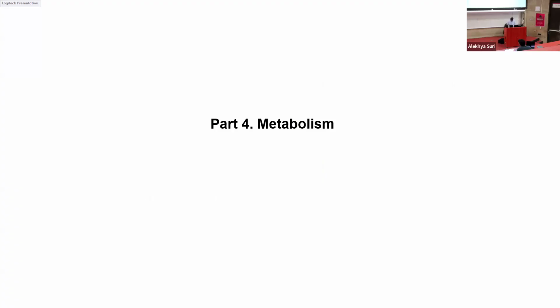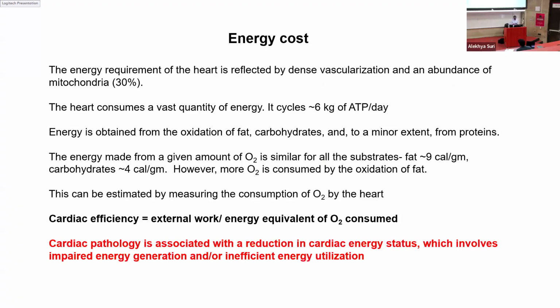Okay, so the next important topic is metabolism. So why is cardiac metabolism important? Because the cardiac muscle requires a large amount of energy for its repetitive contraction and relaxation. And this is also evident from the dense vascularization and abundance of mitochondria, as I said before. So if you measure the individual organelles in a cardiac myocyte, 30% of the cell volume is occupied by mitochondria, suggesting that you need a large amount of ATP, which will be provided by the mitochondria. And also you will see a large vascularization.